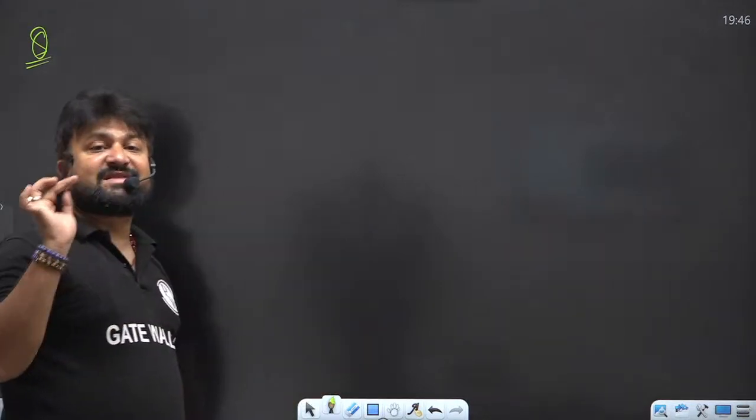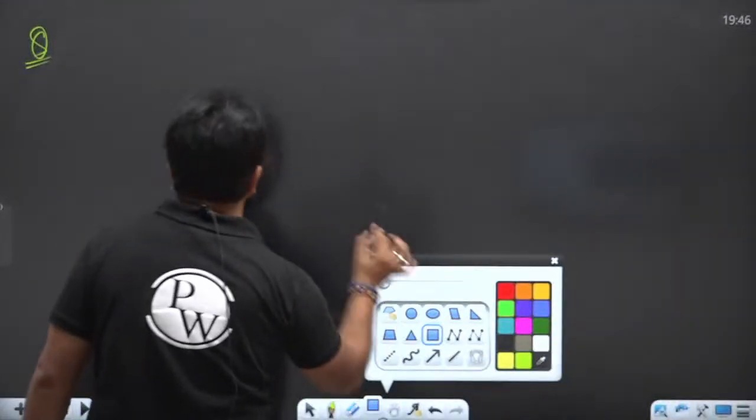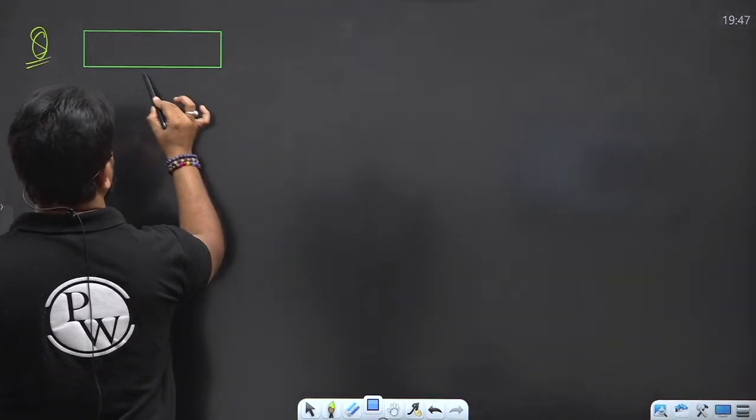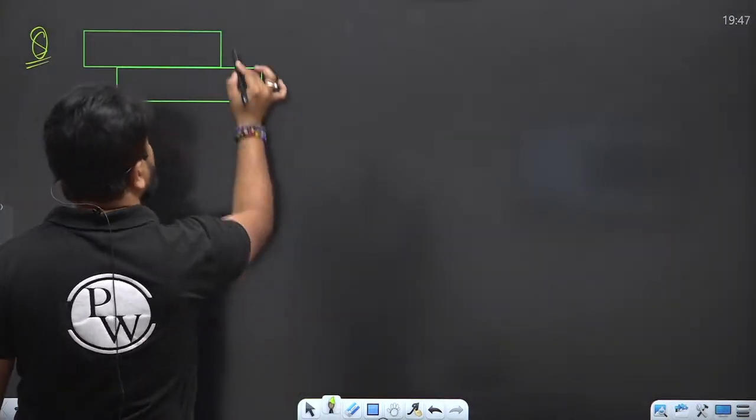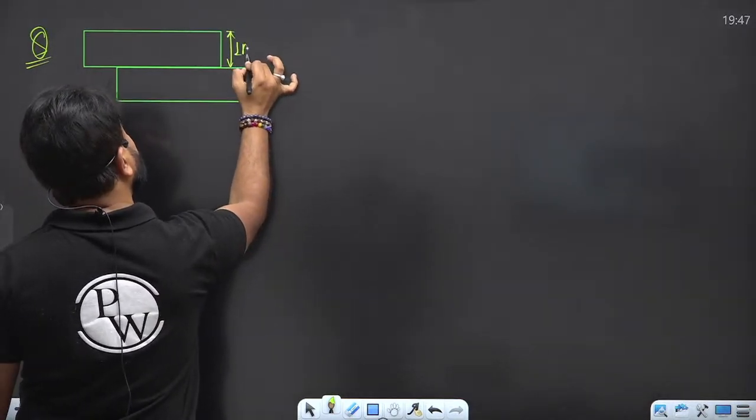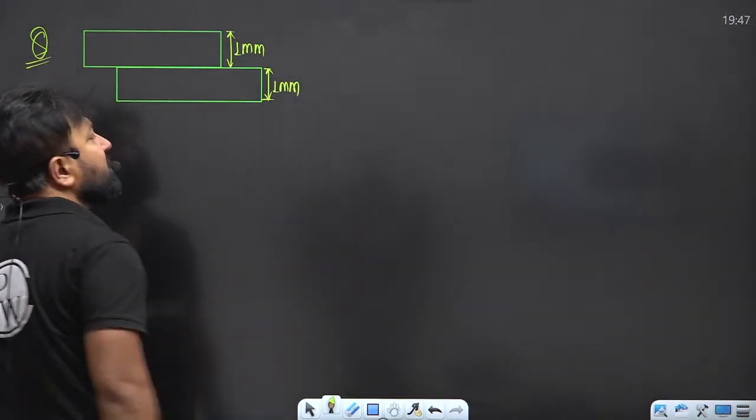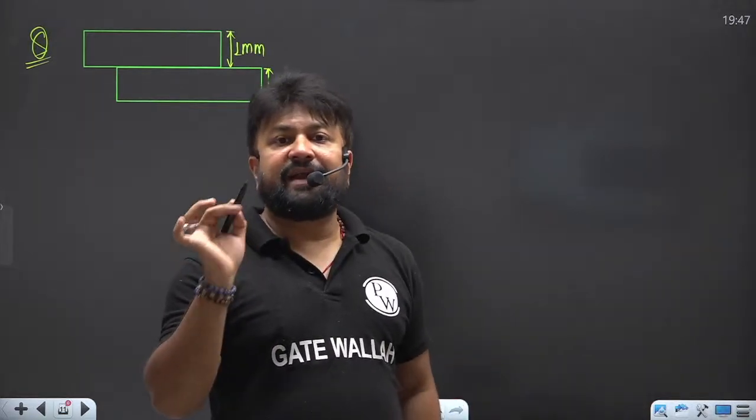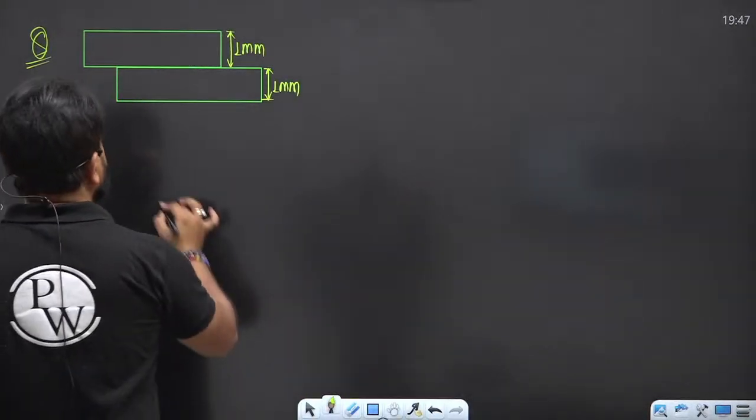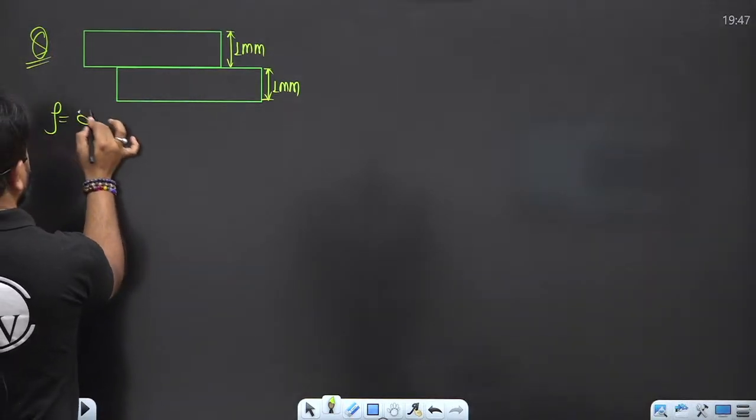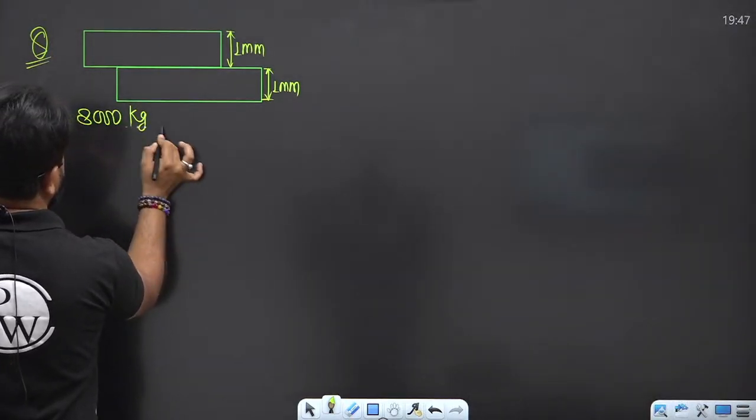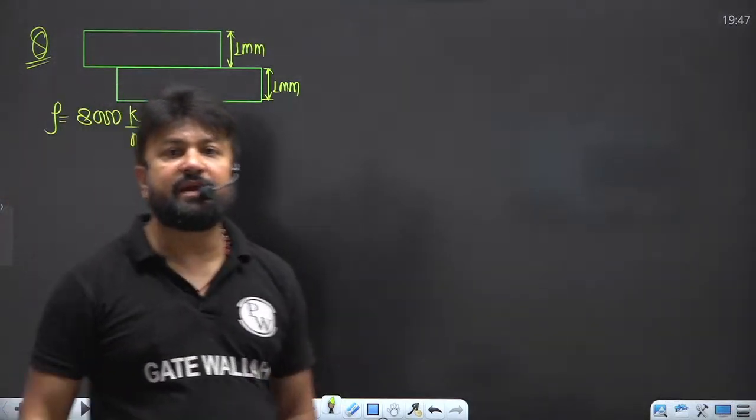There is one more question, a very good question of GATE, right? Spot welding of two 1 mm thick sheets of steel. You are doing a spot weld, which are of 1 mm thickness, right? The steel sheet has a density of 8,000 kg per meter cube, right?